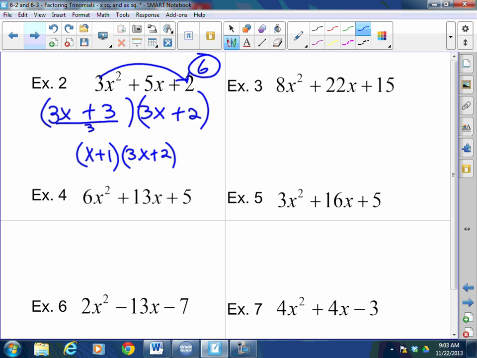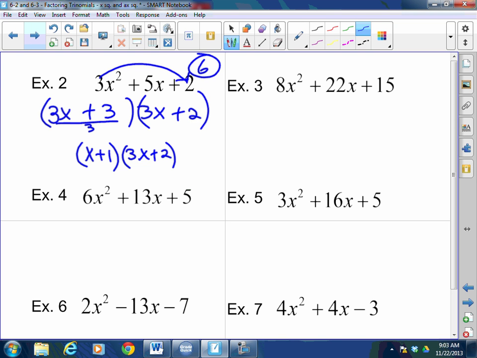Done. A lot quicker than grouping. A lot quicker than anything. We're doing the same thing in essence, but it's a little bit quicker. Okay? Does that make sense? Okay. Let's do the next one.